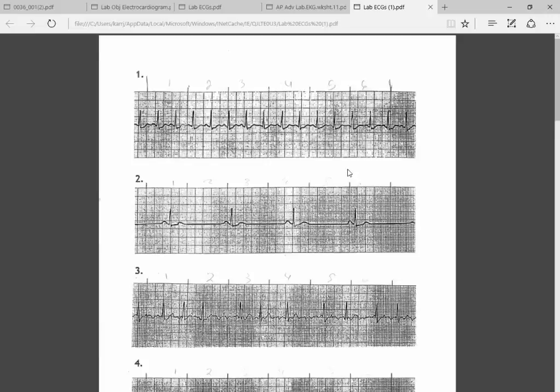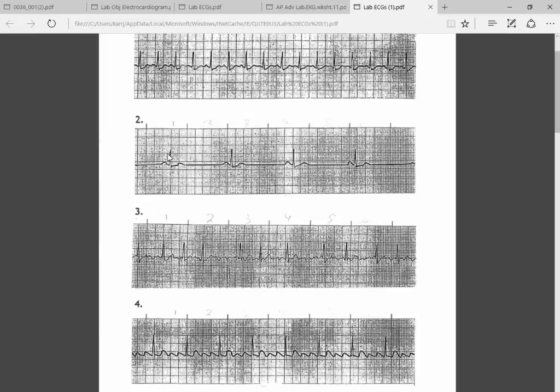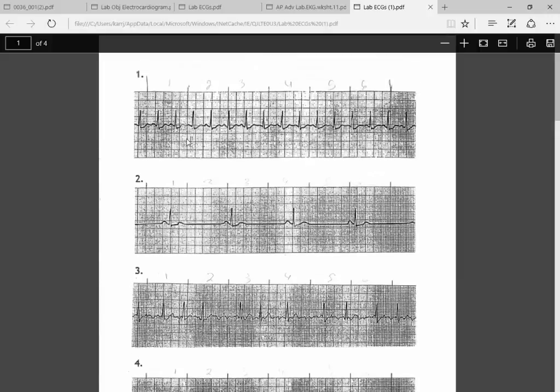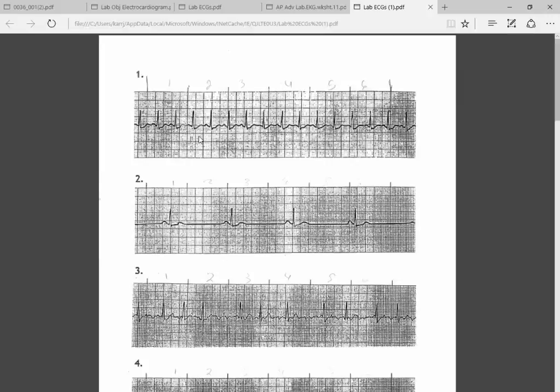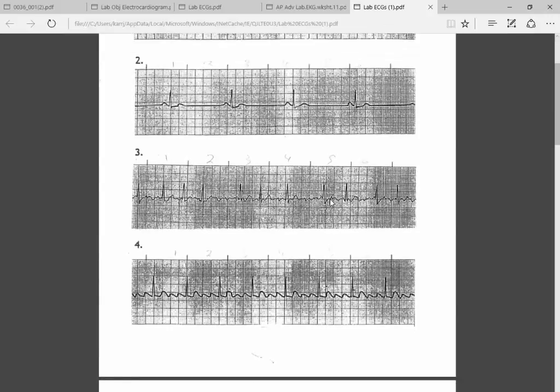Number two, regular or irregular? Regular. And what did you get for a rate? 40 to 45, depending on what method you used. So the first one, the actual rhythm, what would we call number one? Sinus tachycardia, because it's a higher rate, greater than 100. And number two would be sinus bradycardia. How about number three, regular or irregular? Irregular for sure. And what did you get for a rate?